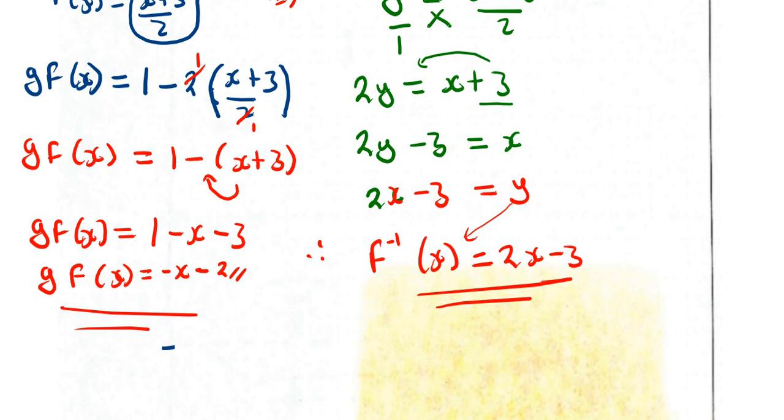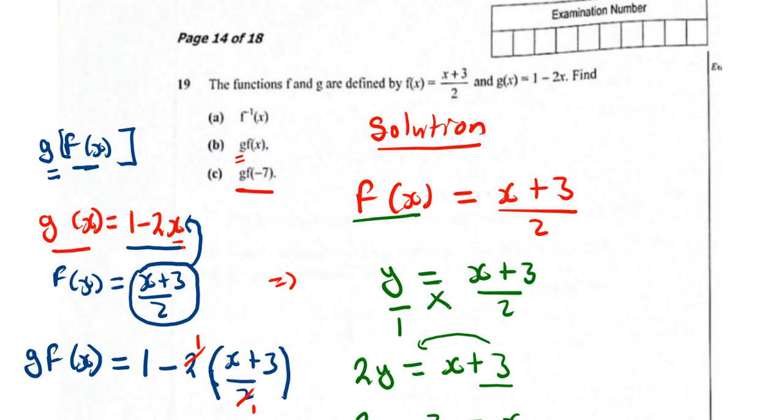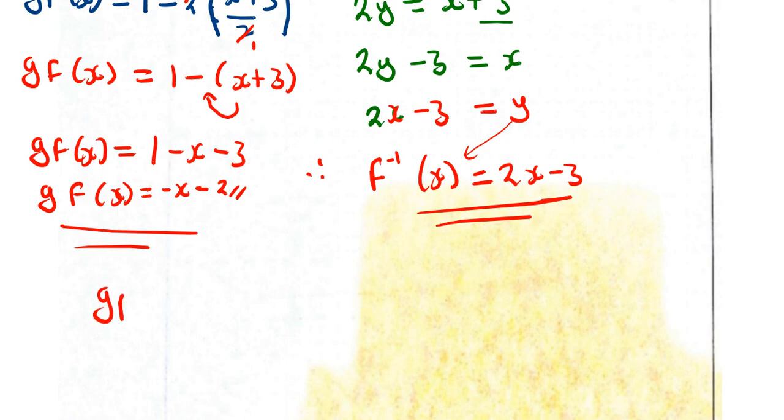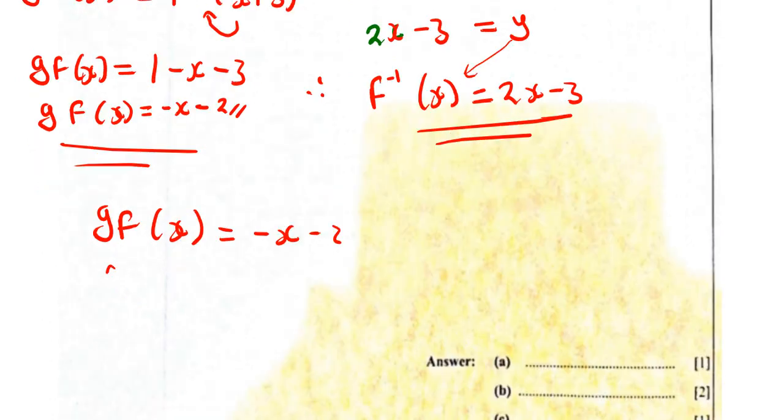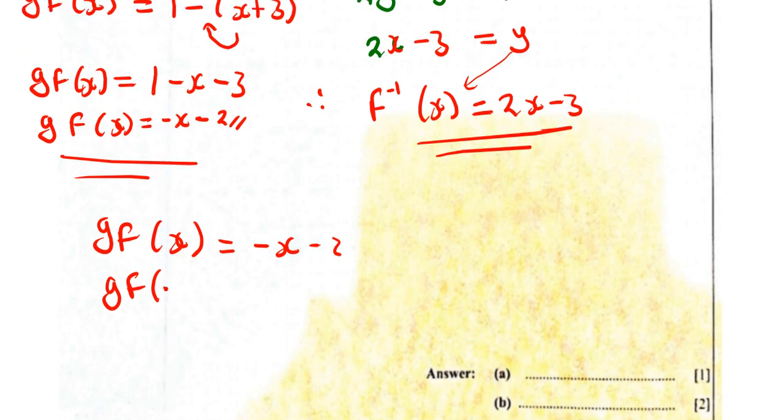For the remaining question, gf of negative 7, just know that, do you have the function gf? If you have the function gf, okay, let's see. Simply because we have got the function gf, we already have the function gf of x, and in this case we already know that it's negative x minus 2. So is it possible that we can find gf of, what's that, was it negative 7? It's possible that we can find gf of negative 7.